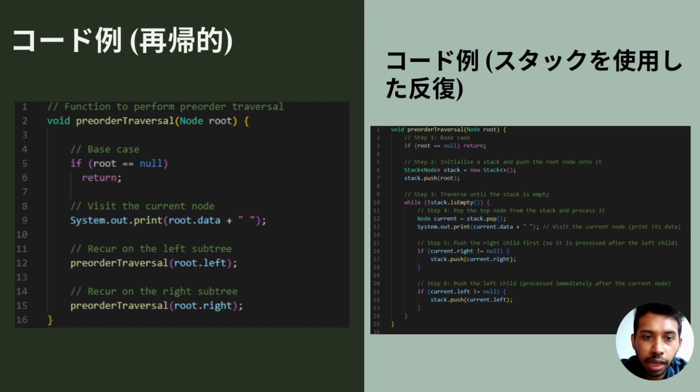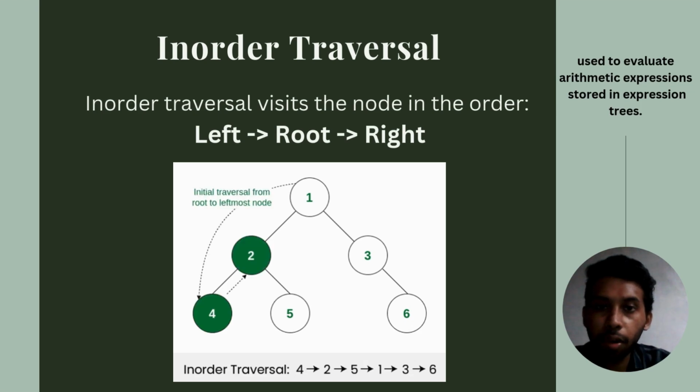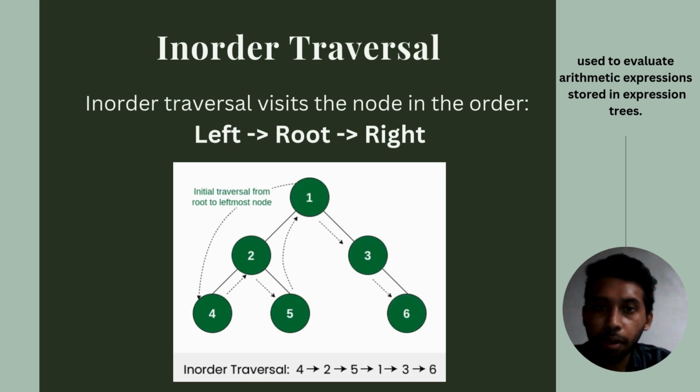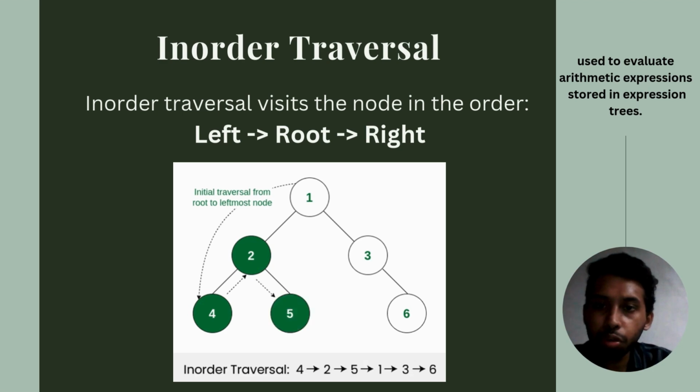Next is Inorder Traversal, which follows the order left to root to right. This is especially important for binary search trees because it gives nodes in sorted order. Let's see an example on the same tree. The result is 4 to 2 to 5 to 1 to 3 and finally to 6.